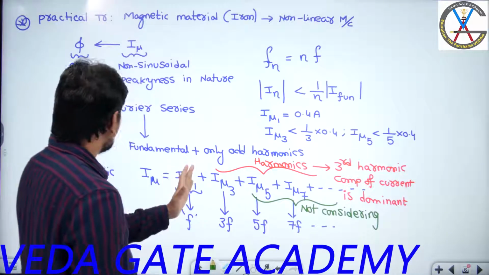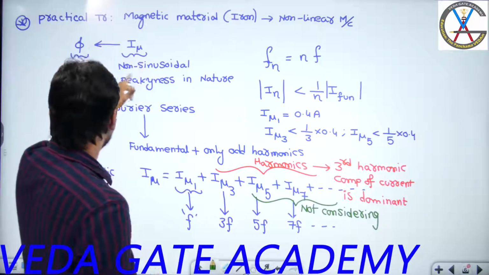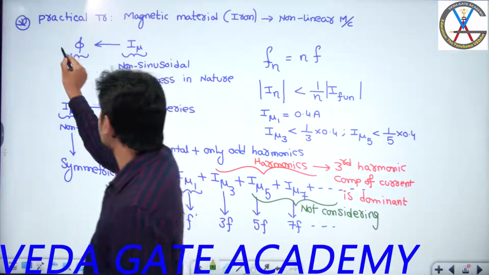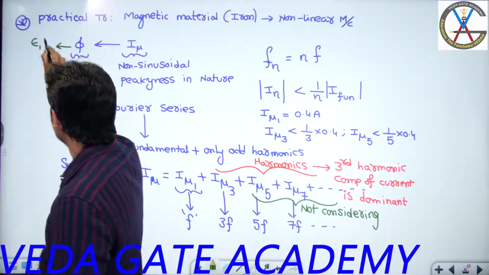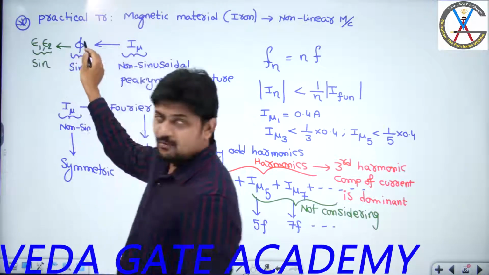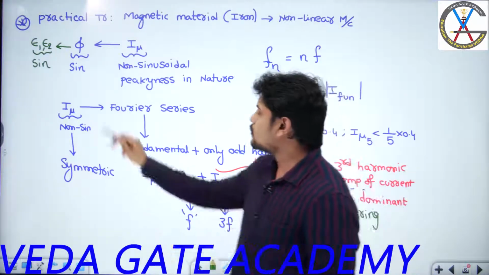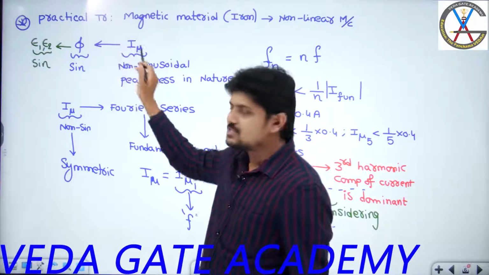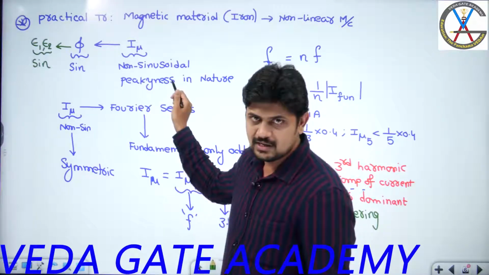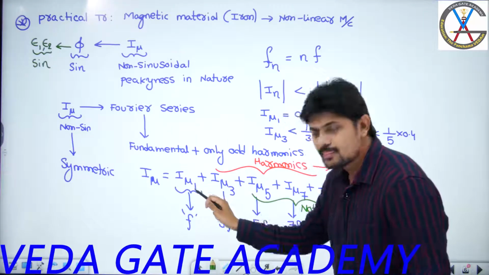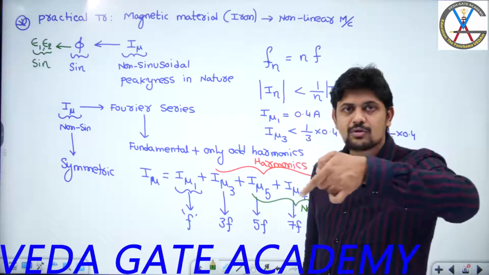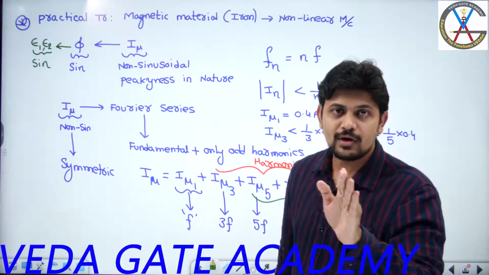That means from here I can again modify the statement: in order to produce pure sinusoidal EMFs in the primary and secondary, the flux linking with the windings must be pure sinusoidal, and in order to produce a sinusoidal flux in a practical transformer, the magnetizing current drawn must be non-sinusoidal with peakiness in nature, which must contain third harmonic currents. That means my transformer winding has to allow the flow of which currents? Third harmonic component of currents.